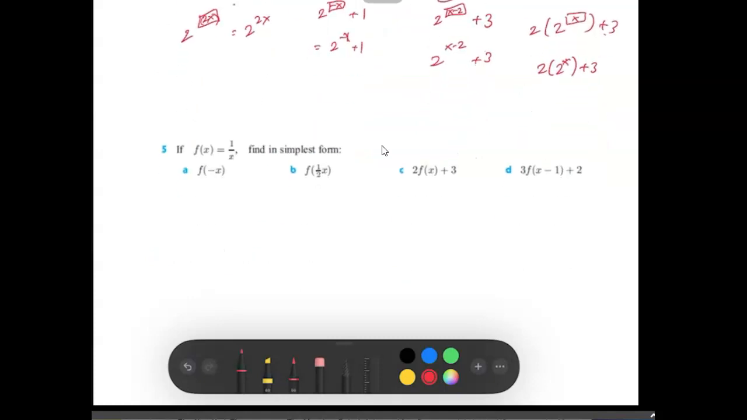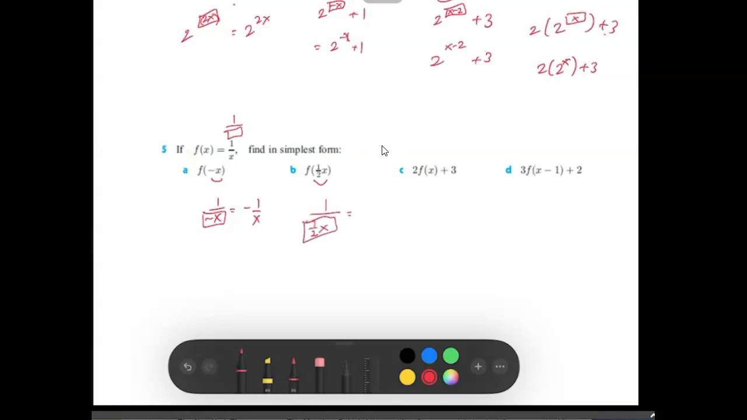And number 5. So now we got another confusing one. We have 1 over something. So basically all we need to do is put the contents of the parentheses in the denominator of this fraction. So instead of x, we're going to put negative x in the bottom, and then we could simplify that to negative 1 over x. Here we're going to put 1/2 x in the box.